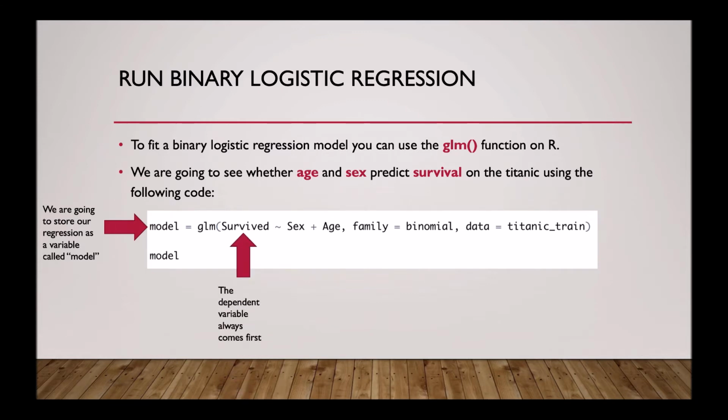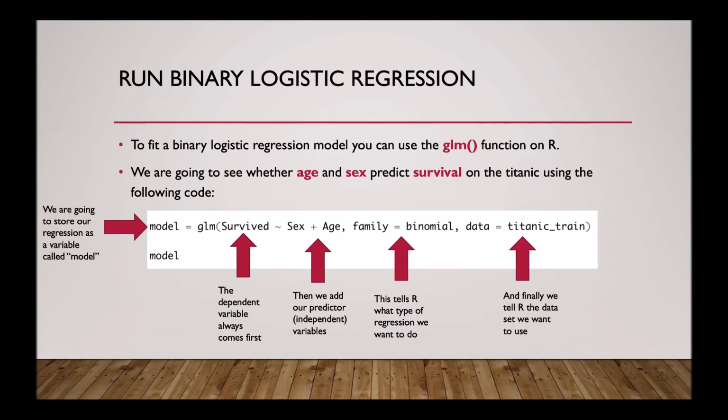Then we add the dependent variable first, which in this case is survived. Next come our two predictor variables, sex and age. Then we need to tell R that we want to do a binary logistic regression. And finally, we need to tell R the dataset we want to use. Remember that as we have stored our regression as a variable called model, to view the results you need to type and run the word model.